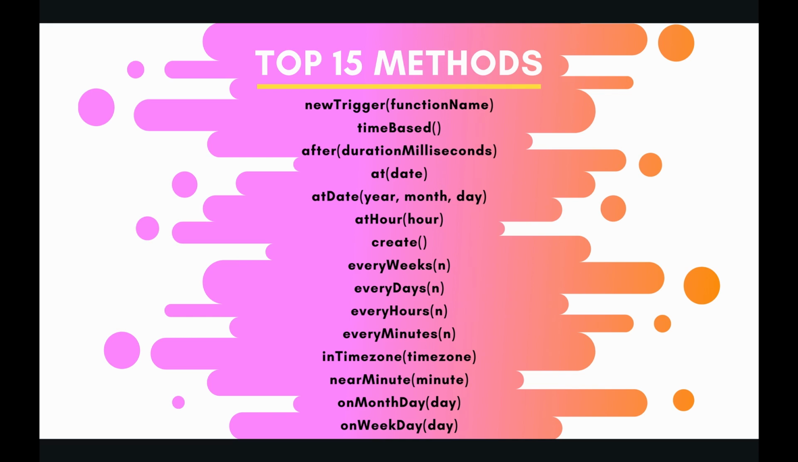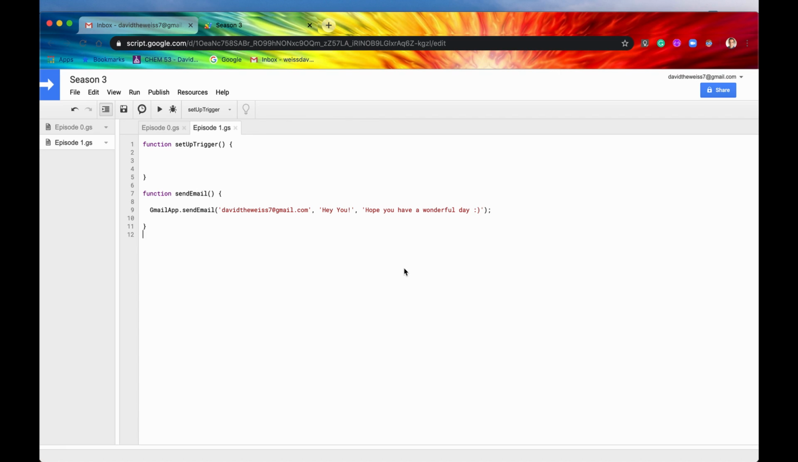So our top 15 methods for today are new trigger, time-based, after, at date, at hour, create, every weeks, every days, every hours, every minutes, in time zone, near minute, on month day, and on week day. So let's jump into the code and see a little sample of each of these methods. We have a lot to cover, so let's get right down to work.